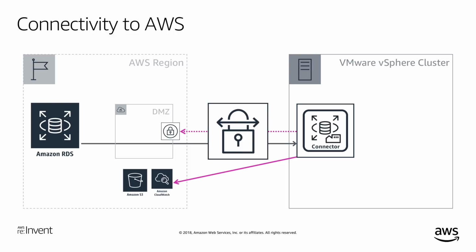And then the metrics that are going to be collected as part of that are going to be pushed back up to AWS. So anything that you want to push to S3 or CloudWatch metrics or anything like that are still going to be pushed back to AWS so that you can use your AWS tooling to do all of the same features and functionality that you were doing previously.